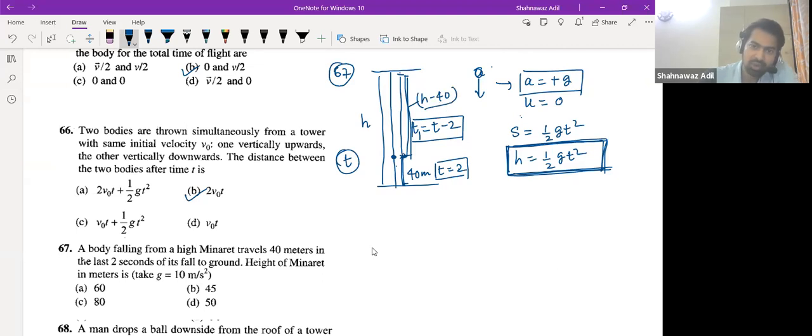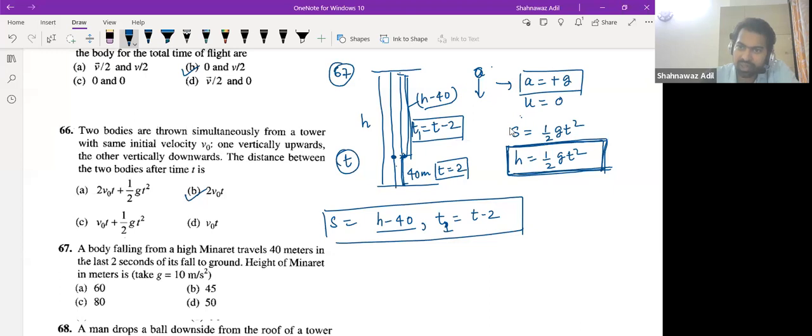So now our height is h minus 40, right? And our time is t minus 2, right? So what is the distance that we have calculated? What would be this distance? S is half gt squared, h is half gt squared. So now s is h minus 40, right? And half g and t is how much?